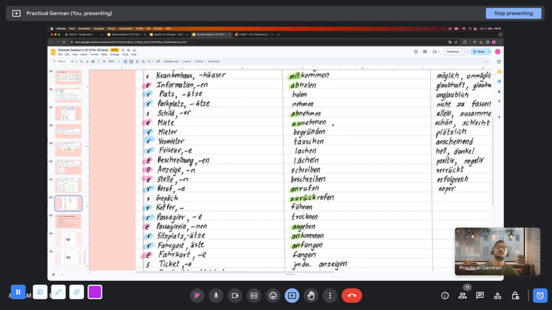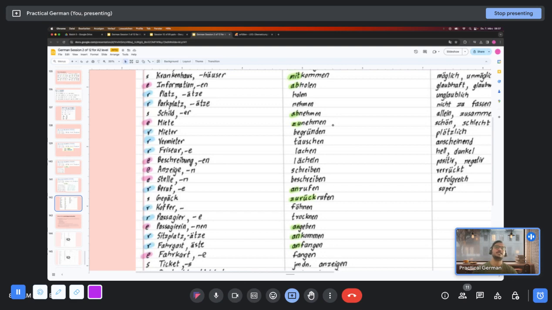Sorry to interrupt. Could you please tell me what is Abnehmen and Zunehmen? Normally abnehmen means to lose weight. Ich nehme ab, I lose weight. Ich nehme zu, I gain weight. Zunehmen means to gain. Yeah, to gain weight, and abnehmen means to lose weight.